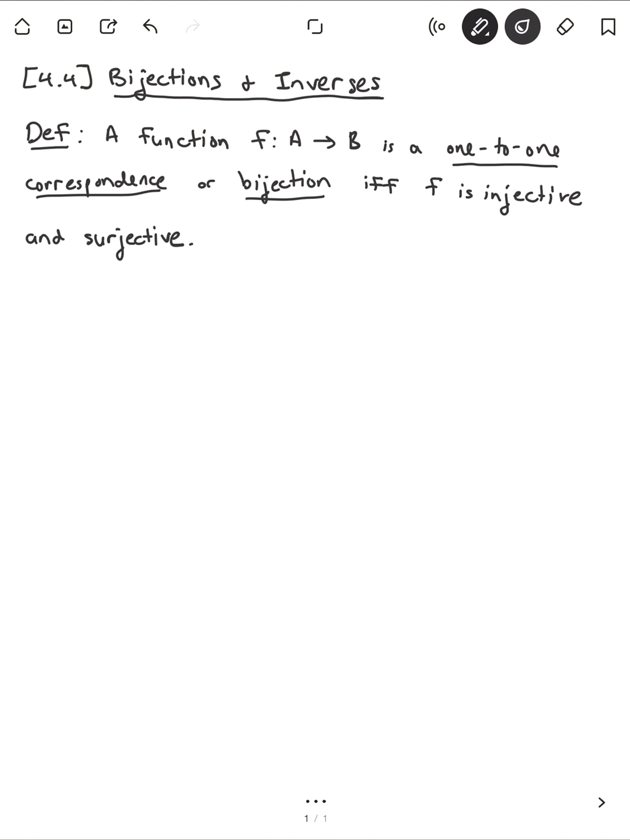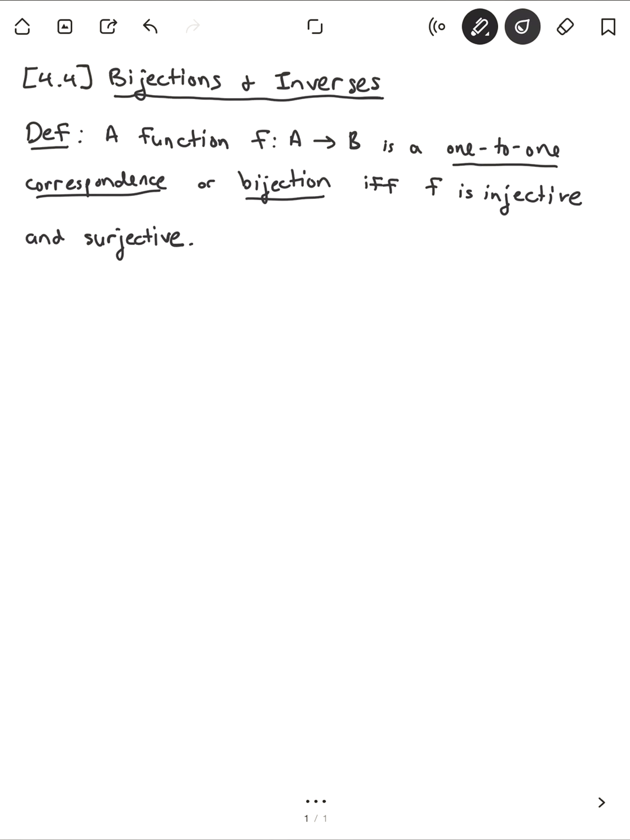A function from a set A to B is a one-to-one correspondence or a bijection, and I'm going to use the word bijection throughout, if and only if f is injective and surjective. Okay, and I showed several examples of how to compute whether or not a function is an injection or a surjection in the previous lecture, and so I'm just going to leave the definition at that. In order to show a function is a bijection, you have to show that it's both an injection and a surjection. And if you don't remember what those terms mean, please review the previous lecture on injections and surjections.